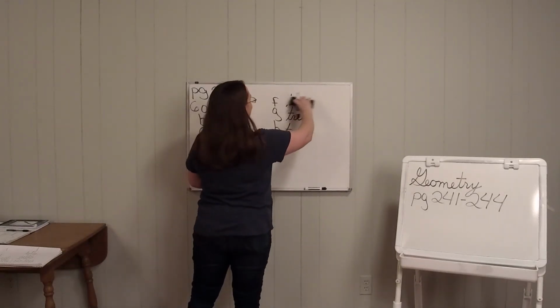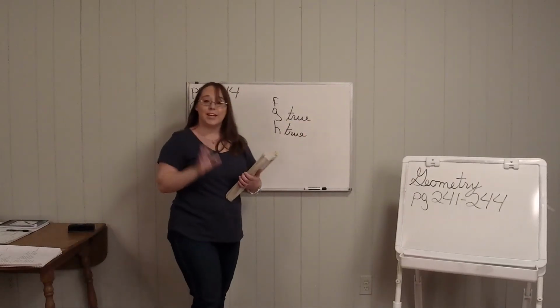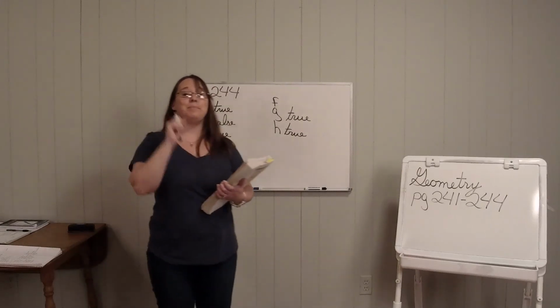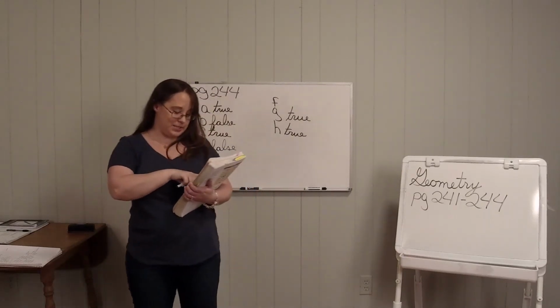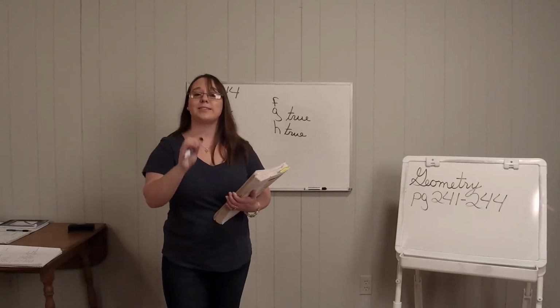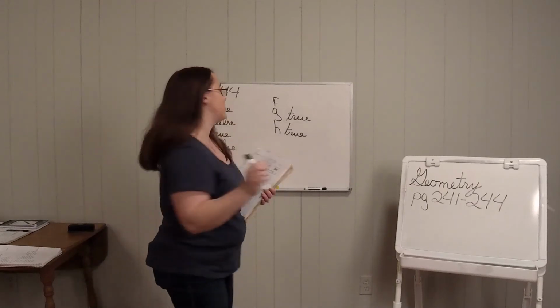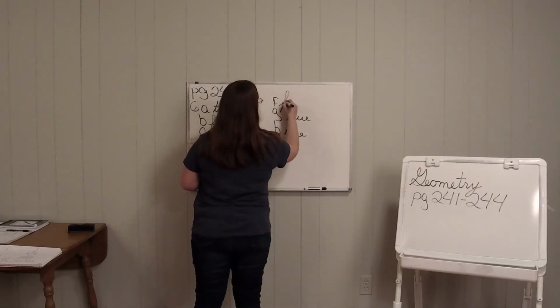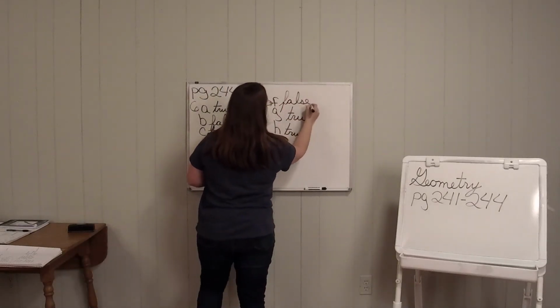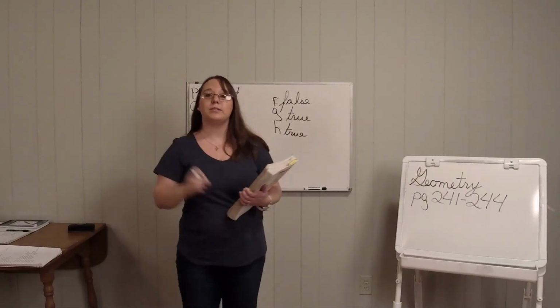I read F wrong. I read it as a pentagon has 5 sides. Yes, a pentagon has 5 sides, but this one says a hexagon is a 5-sided figure. Does a hexagon have 5 sides? No, a hexagon has 6, so that is actually false. I read it wrong. So a hexagon has 6 sides, a pentagon has 5.